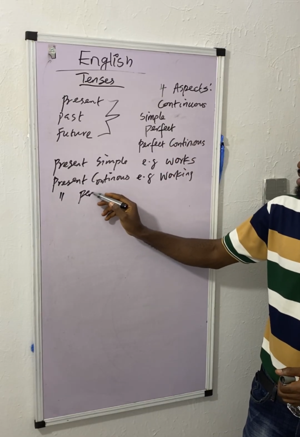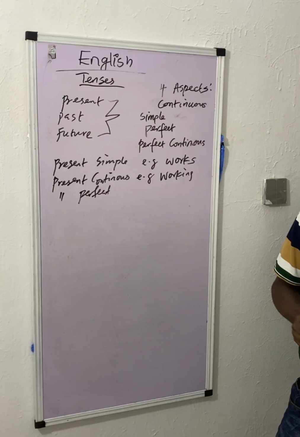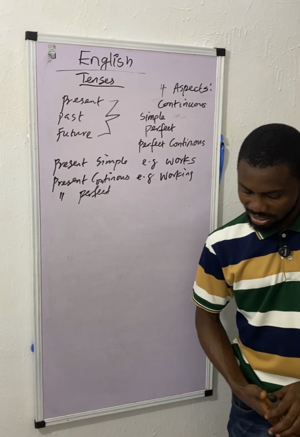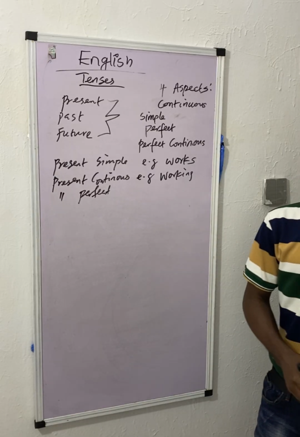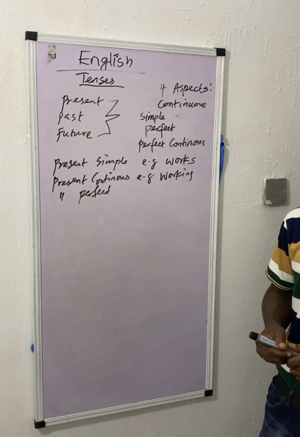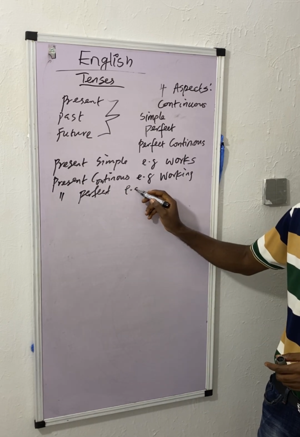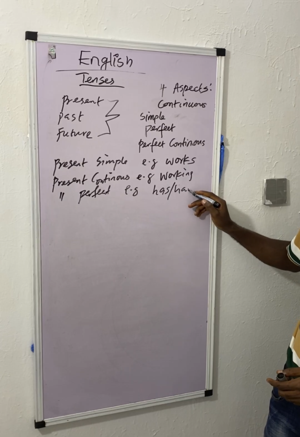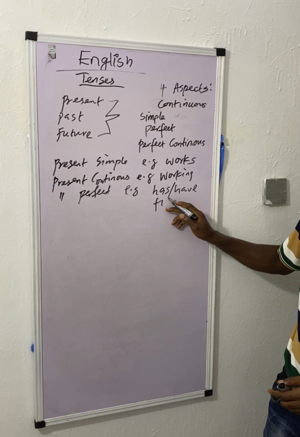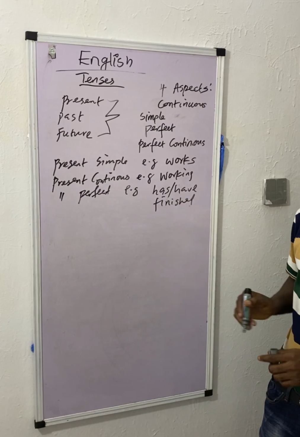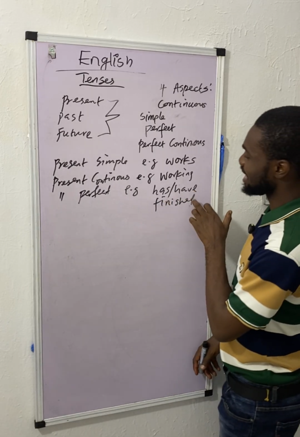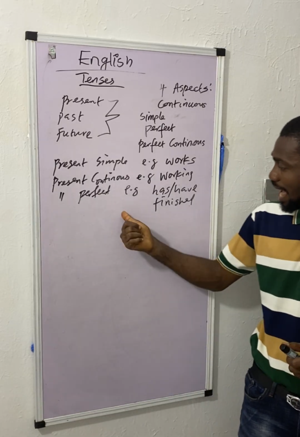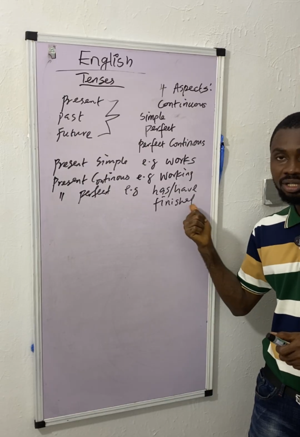Present perfect. This one is going to have have or has plus a participle. For example, you can have have or has finished. I have or has finished reading the book.